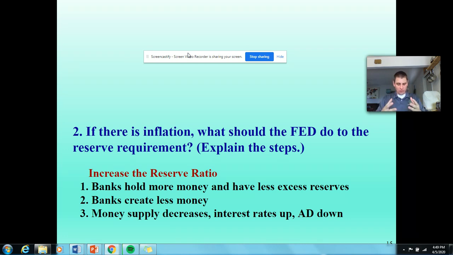Just as a refresher, if we want aggregate demand to shift to the right, we're in a recession, we would want the reserve ratio to increase or decrease?